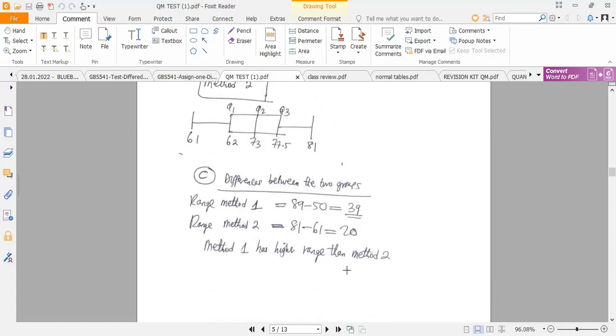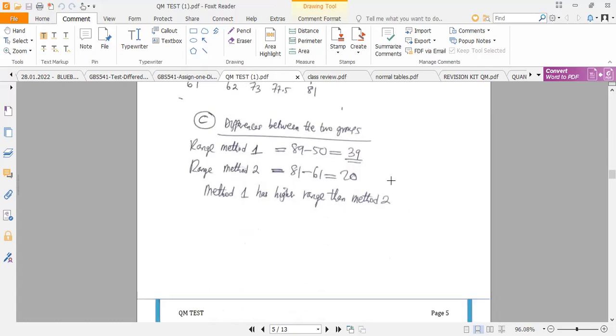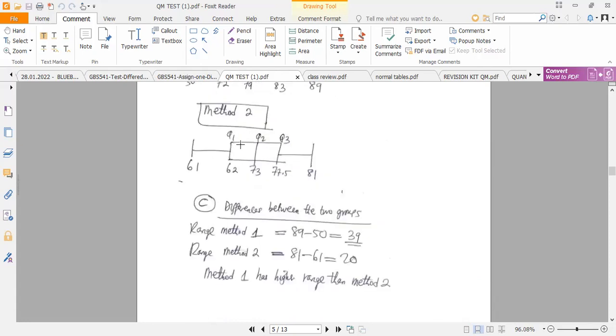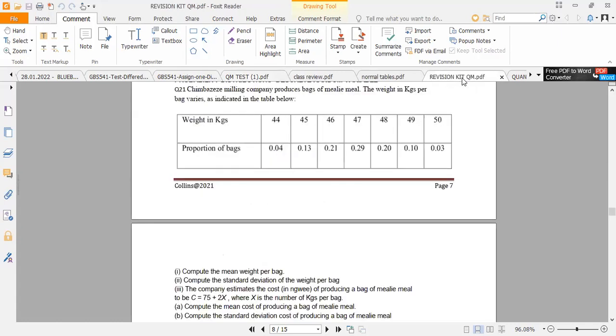So you comment on the range to say method 1 has a higher range than method 2. Or you use any of the other inferences, which I haven't talked about. Sometimes if the median is closer to the upper quarter, you say it is skewed to the right. If the median is closer to the left, you say it's skewed to the left. So I am done with that part.